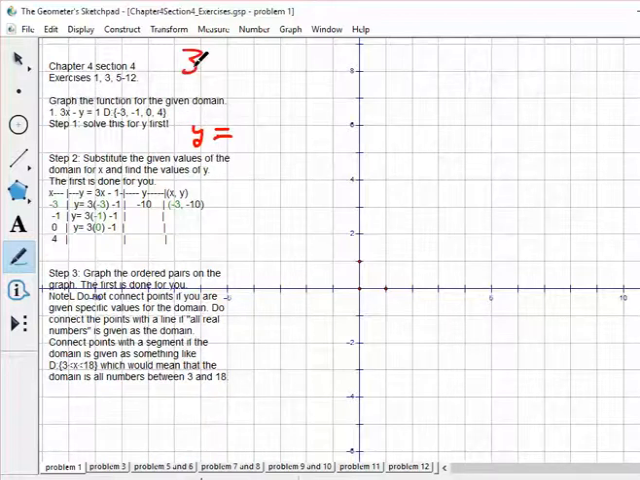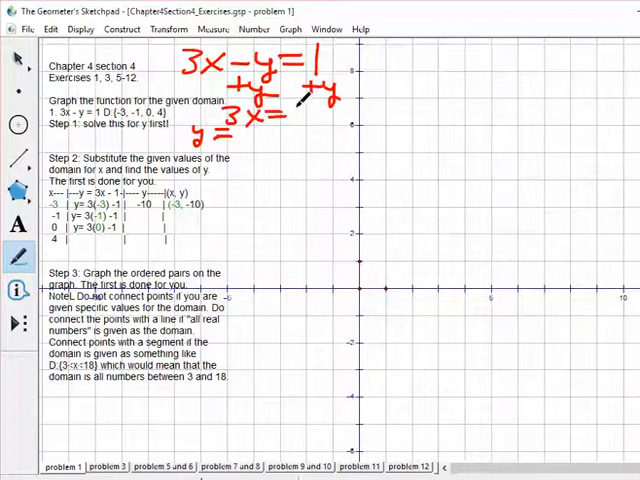So if 3x minus y equals 1, I already solved this for y right here, but if you had to solve this for y, you could add y to both sides, and then you would have 3x equals y plus 1, and then you would have to subtract 1 from both sides. So y would equal 3x minus 1. Now I already did do that because it's right here for you on the table.